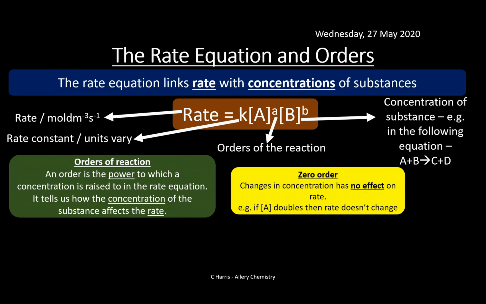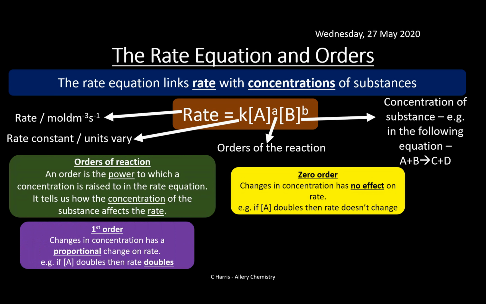So for example, we have 3 different types of order that you need to know, and the first one is zero order. So zero order is where changes in concentration have no effect on rate at all. So for example, if we double the concentration of A, rate doesn't do anything. Okay, so if you're a chemist trying to improve rate, you wouldn't change the concentration of this substance because it won't do anything anyway. First order is the next one.